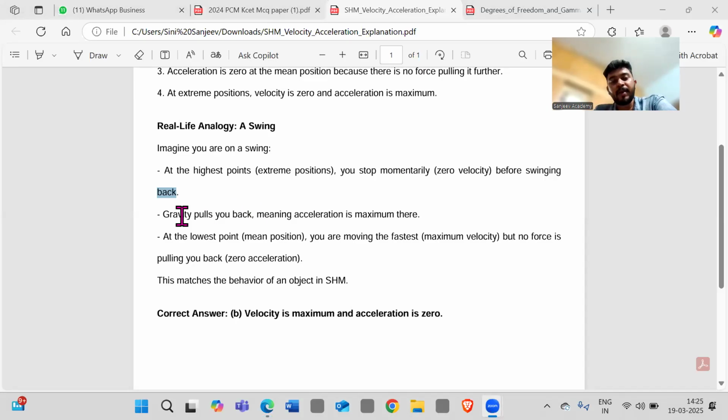So gravity pulls back. In a swing at the extreme left or extreme right, gravity pulls you back, meaning acceleration is maximum over there. At the lowest point, that is mean position, 0 acceleration. If you don't understand this, the simple thing is displacement is calculated from the center. If you're at the mean position, at the center, then it is 0. From there only we are measuring everything. So displacement is 0. Minus omega square y, right?